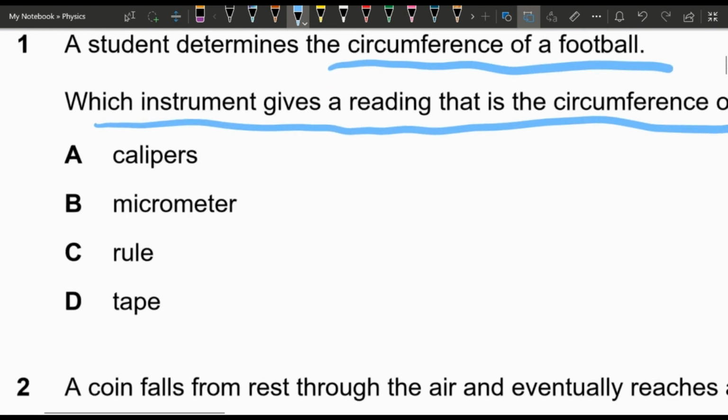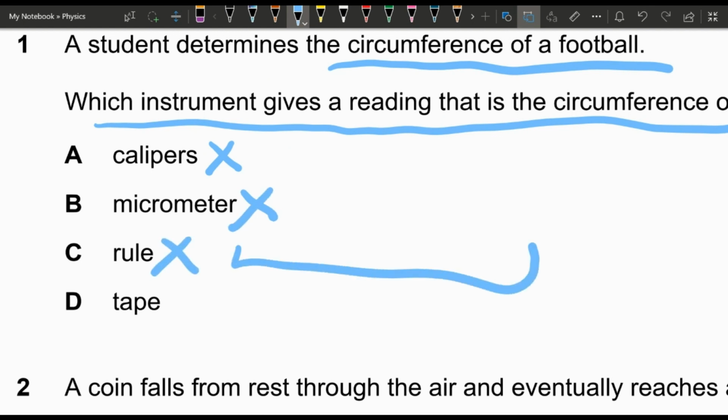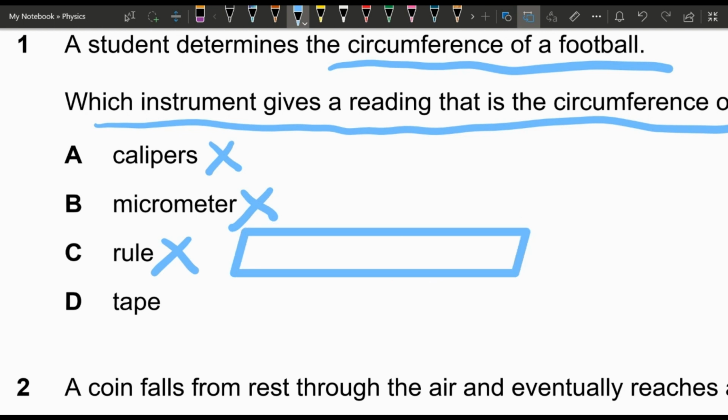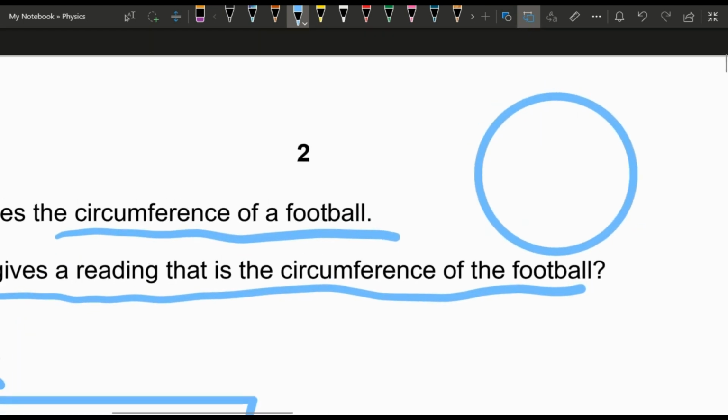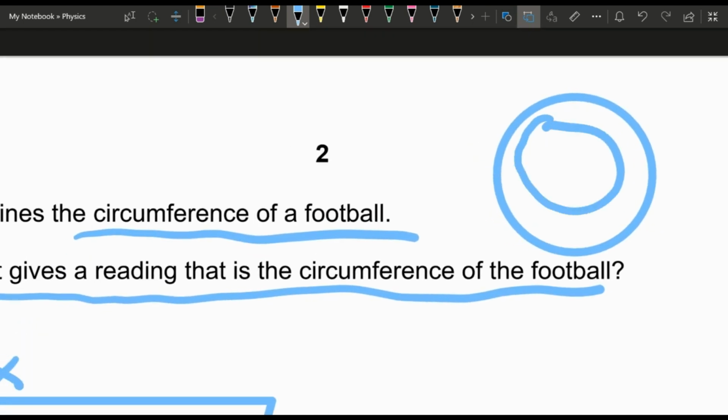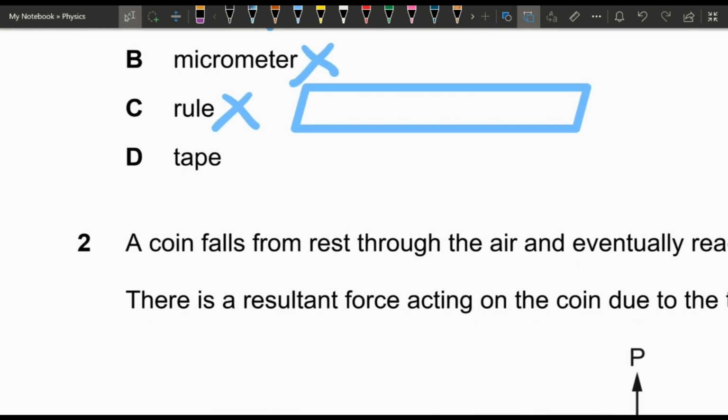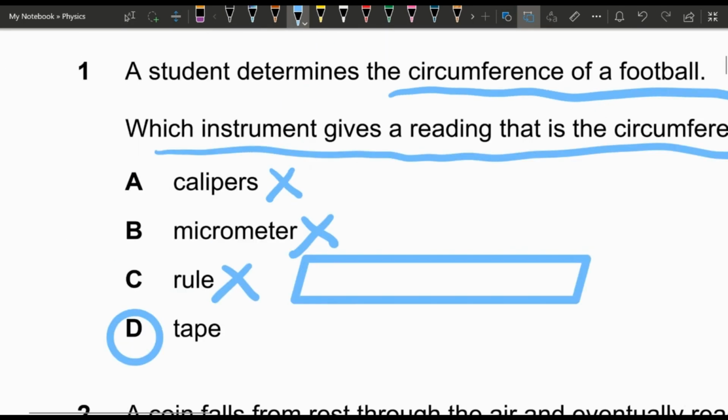So can he use a caliper? No, he cannot, because a caliper can't measure the circumference. A micrometer cannot. A ruler cannot, because a ruler is straight like this. A ruler can never measure circular things, right? So a tape is the best answer. So our answer is D.